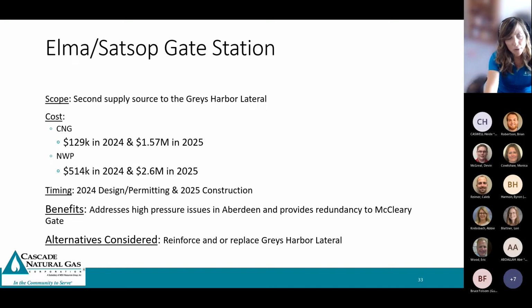So yeah, with this, I'll note we haven't gone over a gate yet. Typically on gates, we have Cascade cost, and this is the cost for Cascade to put our station in, regulation, odorization. And Northwest Pipeline has cost too, because they'll have a tap on their pipeline and then a meter, and they'll have some piping on their end. So that's the cost breakdown when you see gates.